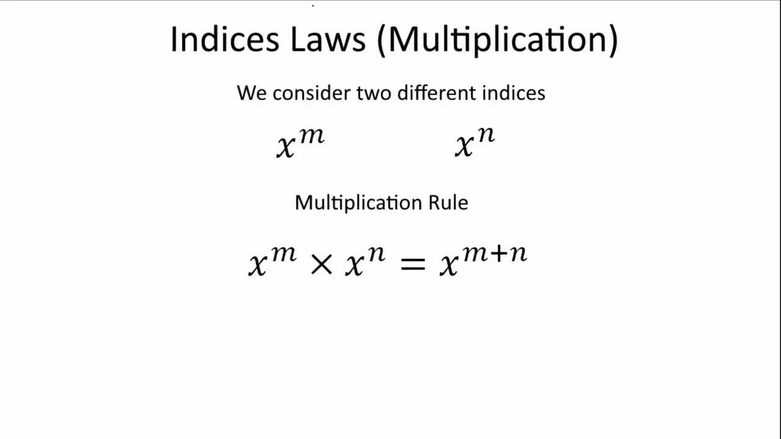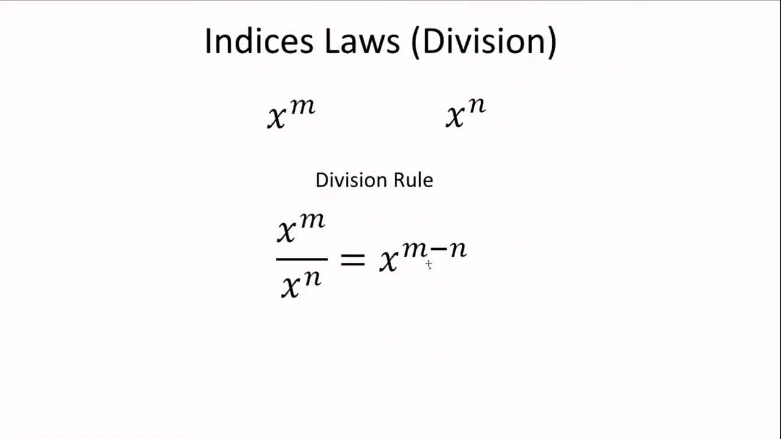So the difference here is when you multiply, you add the indices together, and when you divide, you subtract the indices from each other. Always the top one minus the bottom one, so m minus n. Always keep that in mind.